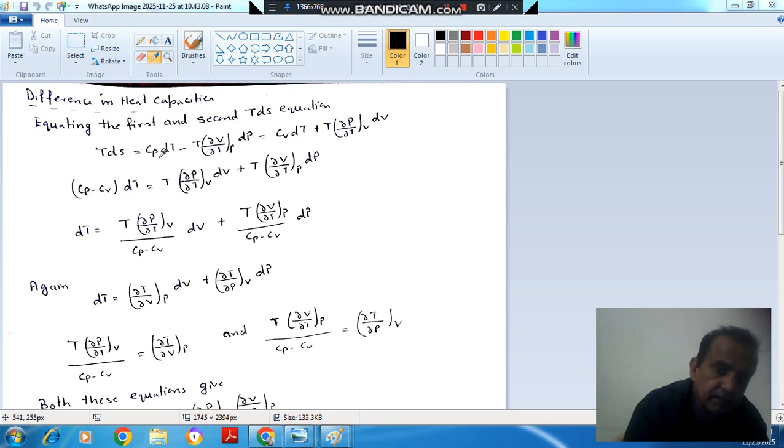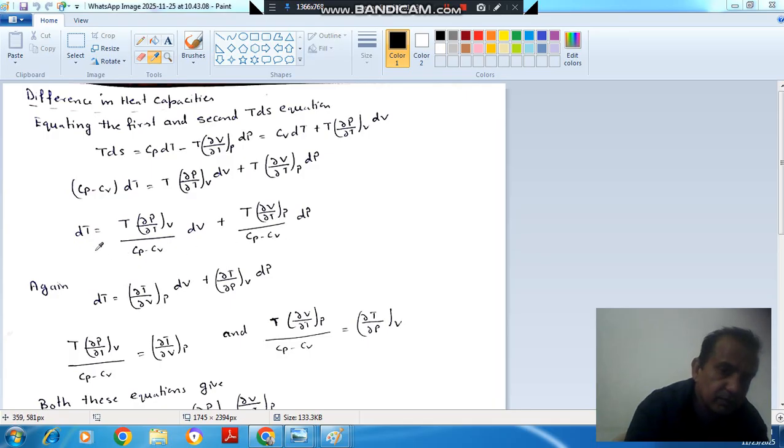So we can take the Cp and Cv terms on the left hand side and the other terms on the right hand side. So it will be (Cp minus Cv) dT is equal to this term plus this term, and the whole equation can be divided by Cp minus Cv. So dT is equal to T (∂P/∂T) at constant V divided by (Cp minus Cv) into dV plus T (∂V/∂T) at constant P divided by (Cp minus Cv) into dP.